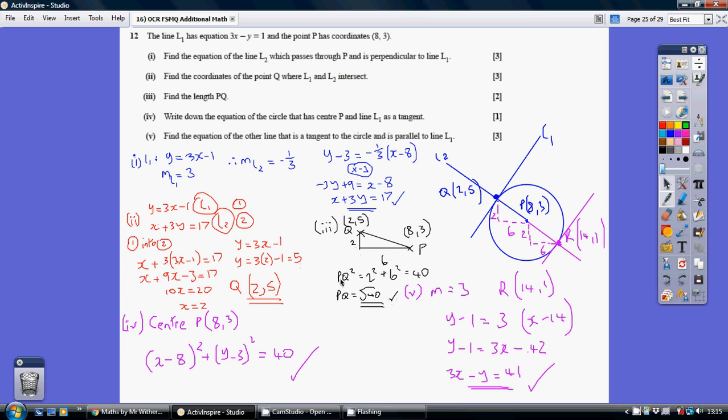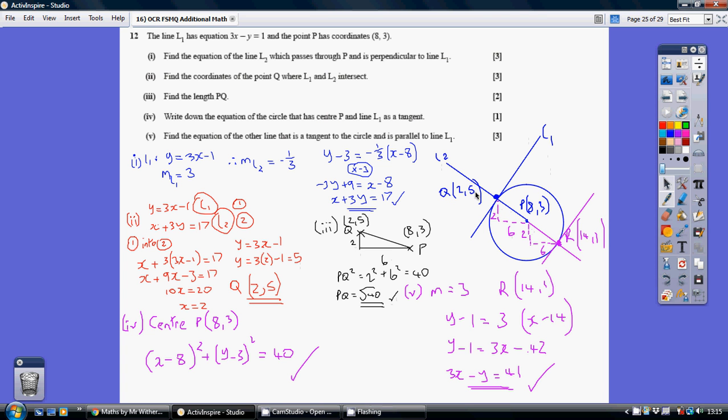Now for part 4, write down the equation of the circle that has centre P and line L1 as a tangent. I think a good sketch here really helps us answer both part 4 and part 5. We're told that it has centre P, which we know is (8, 3), and that it has L1 as a tangent. So if L1 is a tangent, then L2 must be providing the radius, because it's at 90 degrees to the tangent, giving us the radius here.